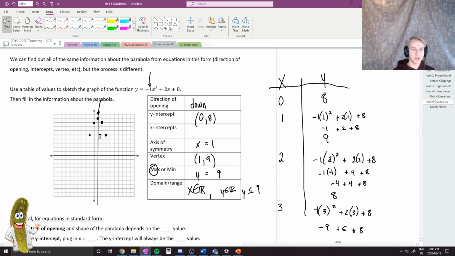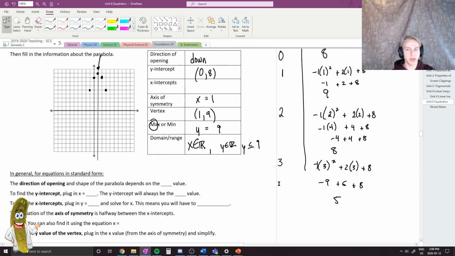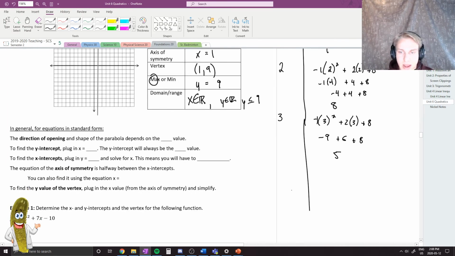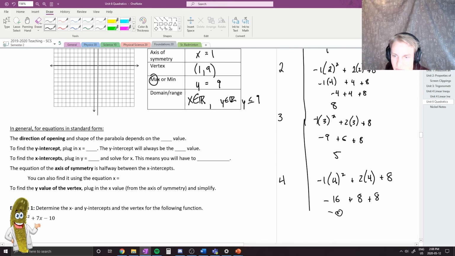And for us to figure out the x-intercept, we could try plugging in more values and see if, in fact, when we plug in a certain number, y is going to be equal to 0. So let's try plugging in a 4. So we have negative 1 times 4 squared plus 2 times 4 plus 8. And what we'll find then is that this 4 squared is 16. So we'll have negative 16 plus 8 plus 8.